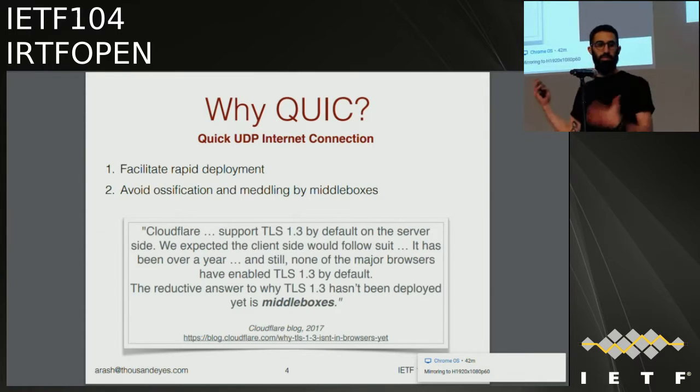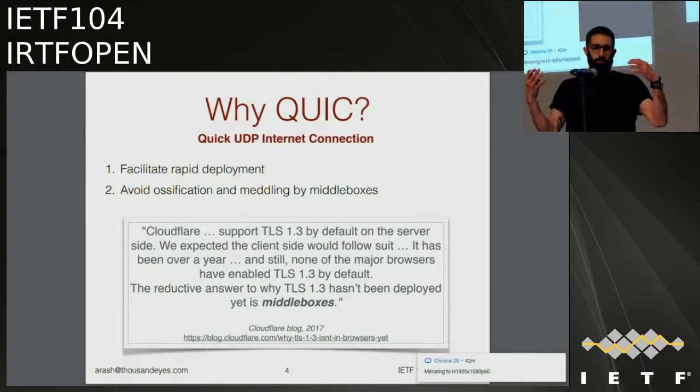This is not an issue isolated to them. Another example, taken from a Cloudflare blog post, where they said they had TLS 1.3 enabled for a while, but no one was using it because the browsers were not supporting it, and they were not turning it on because middleboxes were breaking it. To be fair, it wasn't just middleboxes. There were other issues that prevented TLS 1.3 from being deployed at scale, but middleboxes were not helping. TCP Fast Open is another example that a lot of folks believe never got deployed at scale because of middleboxes, and the list goes on.